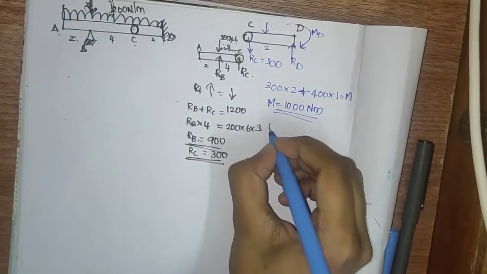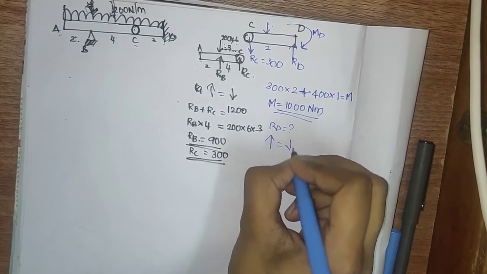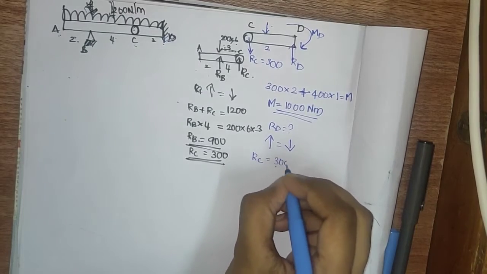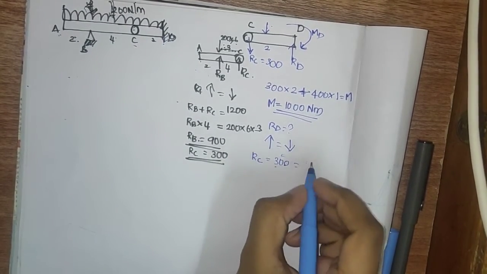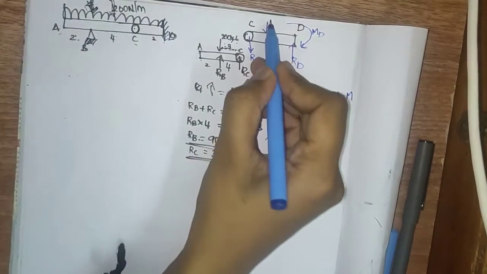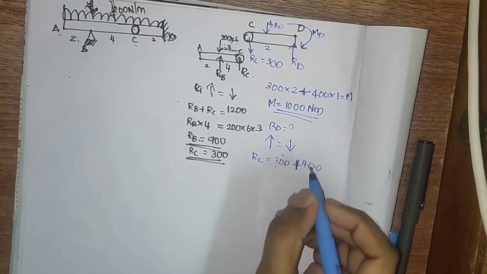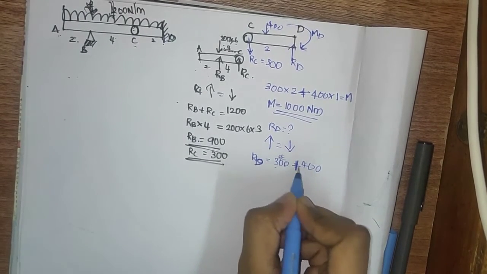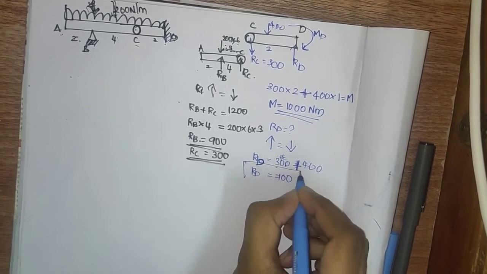Okay, next we can see we didn't find this RD. For finding this RD, upward force equals downward force. So RC is downward force, that is 300, equal to the upward force, which is 400. So we add that 400. So this is RD, which is RC plus 400. So RD equals 700. So we got all the reactions.